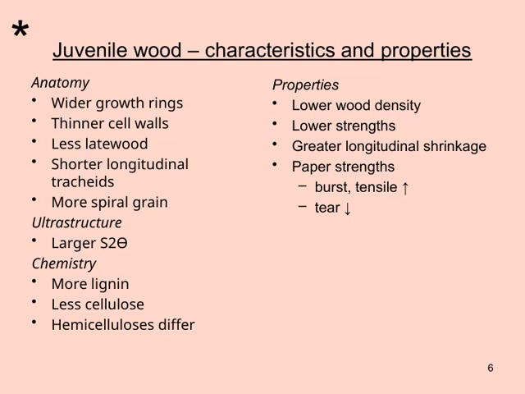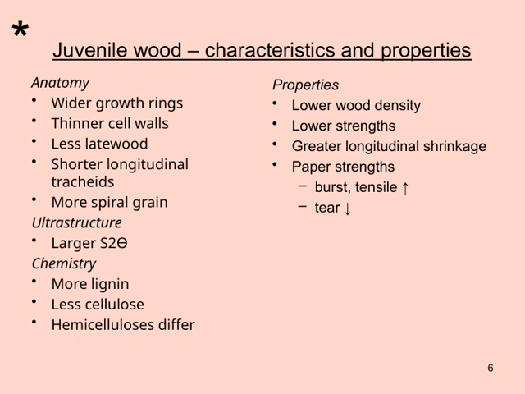Let's talk about juvenile wood and its characteristics and properties. When we examine the anatomy, we notice that juvenile wood tends to have wider growth rings compared to mature wood. The cell walls are thinner, which affects the overall strength and density. Additionally, there's less latewood, which is the denser, darker part of the growth ring, and the tracheids, those are the longitudinal water-conducting cells, are shorter. Another notable feature is the presence of more spiral grain, which can influence how the wood behaves under stress.